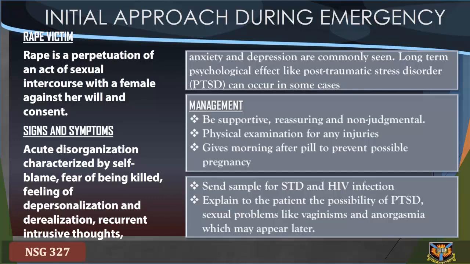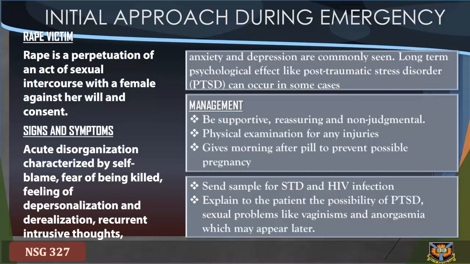Rape victim. Rape is the perpetration of an act of sexual intercourse with a female against her will and consent. Signs and symptoms: Acute disorganization characterized by self-blame, fear of being killed, feeling of depersonalization and derealization, recurrent intrusive thoughts, anxiety and depression are commonly seen. Long-term psychological effects like post-traumatic stress disorder (PTSD) can occur in some cases.